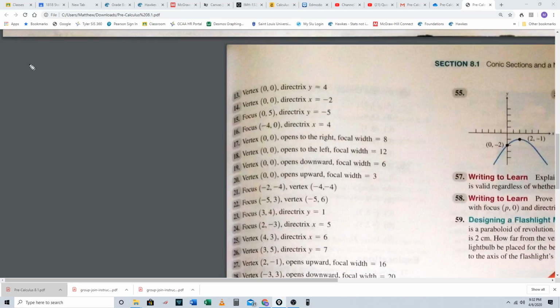We're given the vertex is (0, 0), so we know, again, we're using either x squared or y squared. There's no parentheses, and no h and k. The directrix is negative 2. So again, it is helpful to graph this. The vertex is (0, 0). The directrix is x equals negative 2.